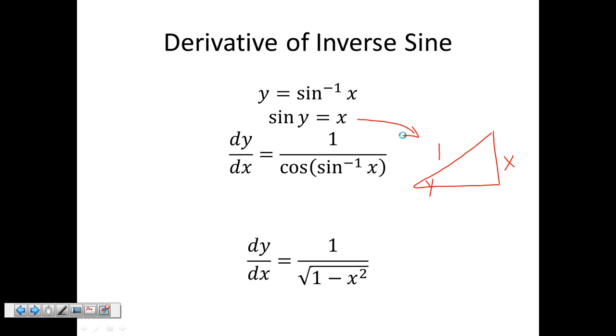So I need to figure out what this adjacent side is because I'm trying to take the cosine of y now. Well, Pythagoras told us a long time ago how to find this. So it's 1 squared, well 1 squared is 1, minus the other side squared, all under the square root. So the cosine of y now is adjacent over the hypotenuse, so it's just equal to the square root of 1 minus x squared over 1. Well, I don't need to say that over 1. So the cosine of the sine inverse of x is the square root of 1 minus x squared.